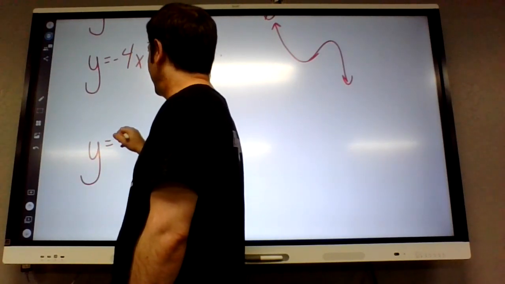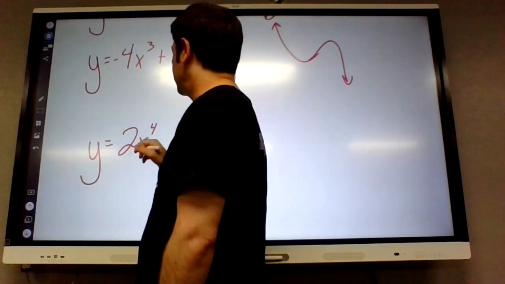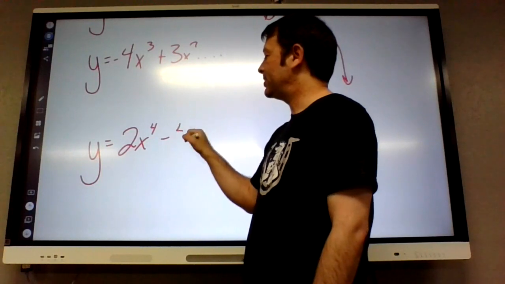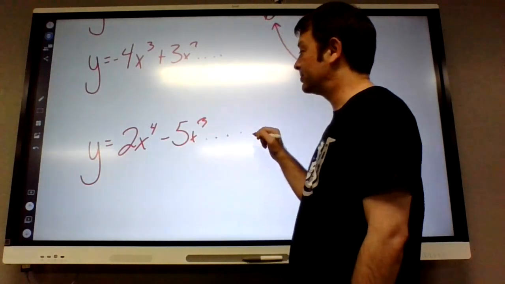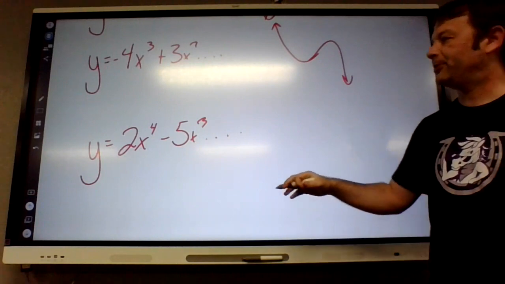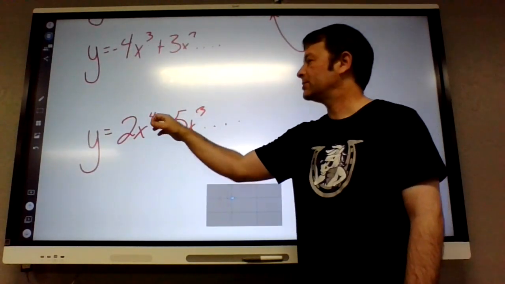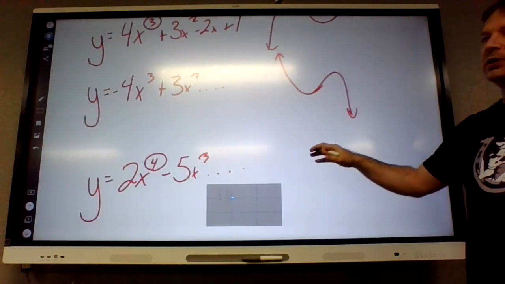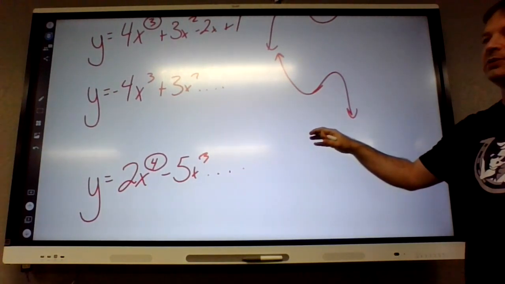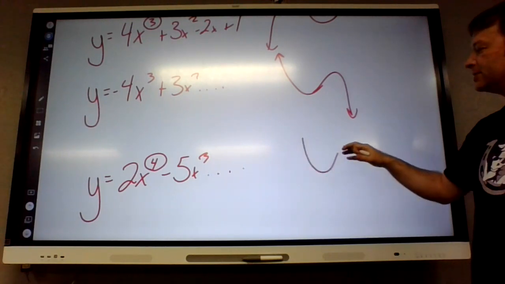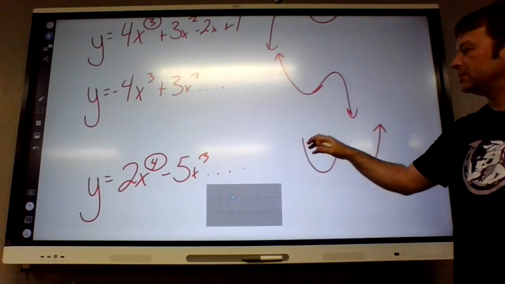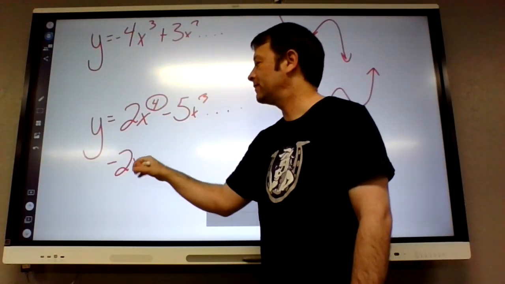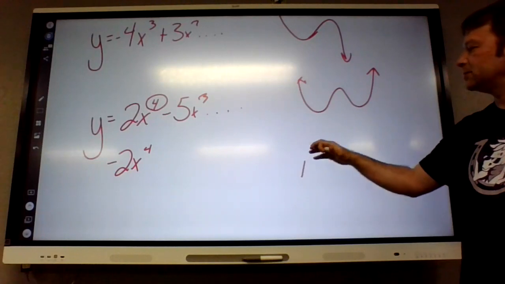If we had a quartic function, that word's kind of rare though. All this other business out here doesn't really matter, so let's put dot, dot, dot. What do you think would happen if we had a quartic function, x to the fourth degree? You're close, you're close. Yeah, it's a W. And if we make the leading coefficient negative, it's two rounds.